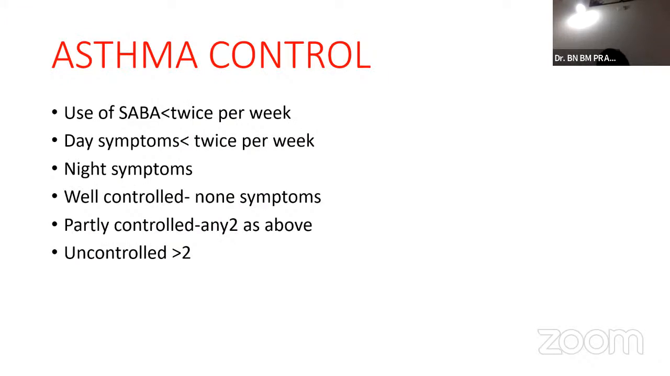After having treated these cases, what is important is that we have to maintain asthma control. Asthma control means we have to optimize the treatment and ensure that the patient becomes asymptomatic. Asthma control is supposed to be good when there is no need to use SABA frequently, or you use SABA, short-acting beta agonist, maybe once or twice per week. The daytime symptoms are not there, and even if symptoms are there, they're mild, maybe once or twice per week.